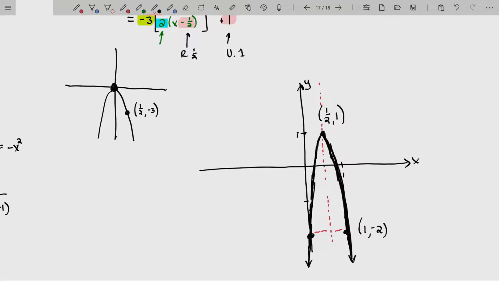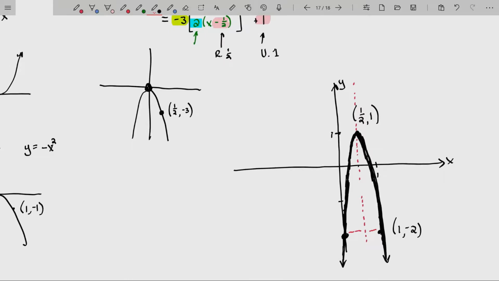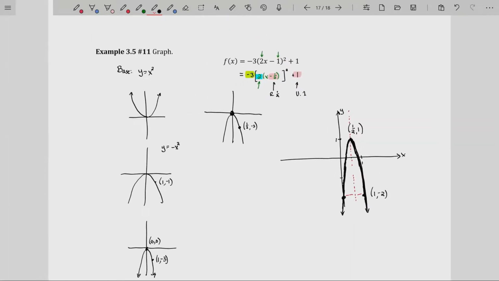Also note at the top, this is not supposed to be pointy. It's supposed to be rounded. So notice I spend a little bit of time rounding that out just because I want my instructor to know, and I want you to know, that that is a rounded top edge, not a pointy top edge. And there you go. That is the graph of f of x, which is -3 times the quantity 2x minus 1 and quantity squared, then plus 1.